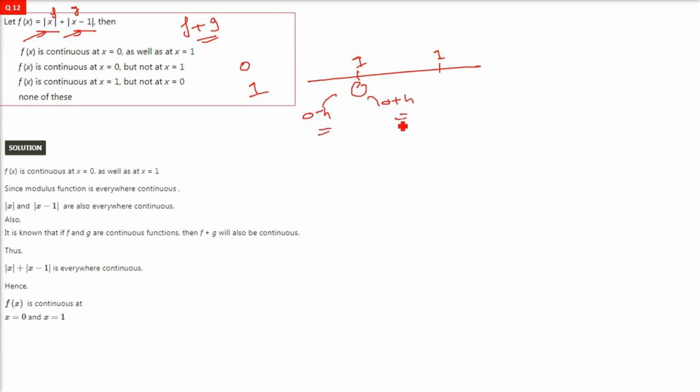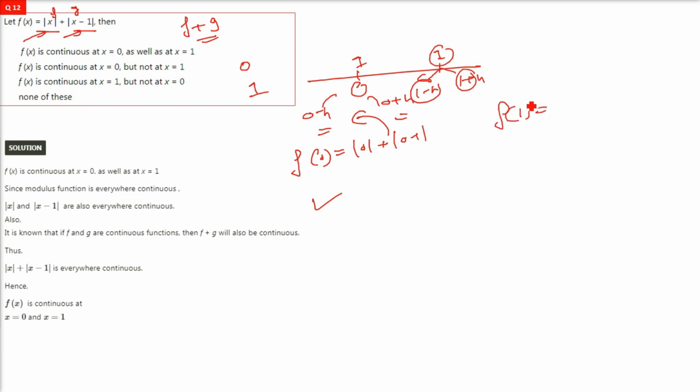You can also do this, I'll just give you an idea. 0 minus h, 0 plus h, you have to find out the left hand limit, right hand limit at 0. Same at 1, because 1 plus h, 1 minus h, for left hand limit, right hand limit, you have to equate it, and you will find out. I can tell you, because we have already done this type of question, that it will be continuous. We have already shown it to be continuous, right?